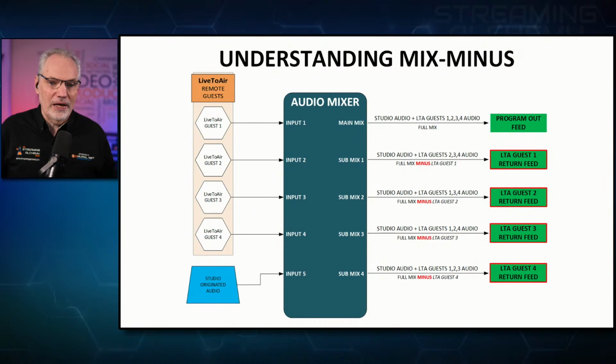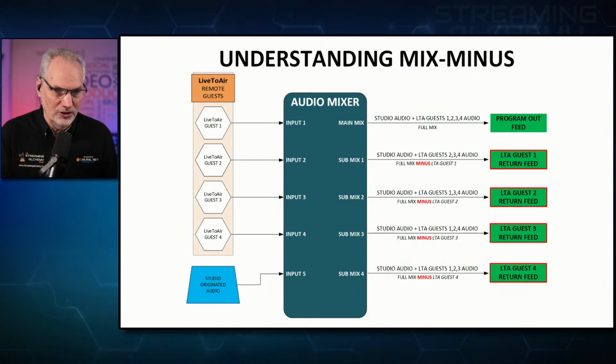But what about the audio that guest 1 is going to hear? They definitely want to hear the studio, and they definitely want to hear the other 3 guests they're on with. But what they don't want to hear is themselves. Especially when you think of how remote guests work, that audio has some latency until it gets to the studio, and then there's some latency when it gets back to the remote guest. So not only will they be hearing themselves, but they'll be hearing themselves with a delay. So when they talk, they get that echo back of their own voice.